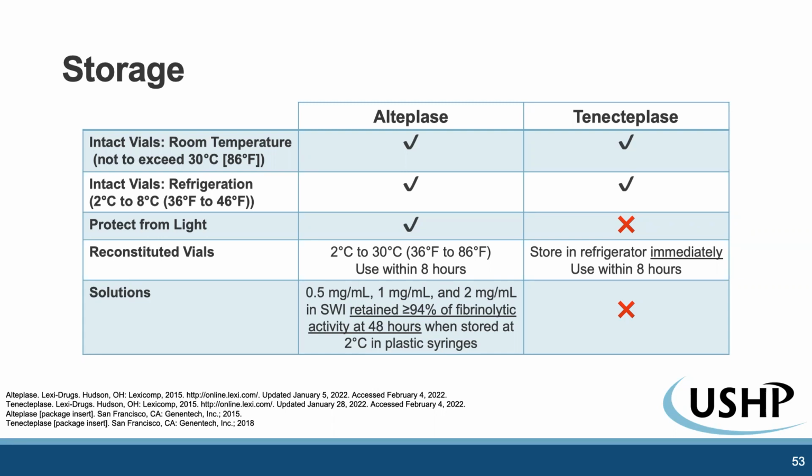And then in assessing how we handle, or rather store, reconstituted vials: reconstituted vials for Alteplase can be stored between 36 and 86 degrees Fahrenheit and used within 8 hours. But for Tenecteplase, it actually has to be stored in the refrigerator right away and used within 8 hours as well. And then for solutions, we see that for Alteplase, we can store it within a plastic syringe. When stored in a plastic syringe, it can retain approximately 94% of its fibrinolytic activity. This is not the case with Tenecteplase, which should not be stored in a plastic syringe.